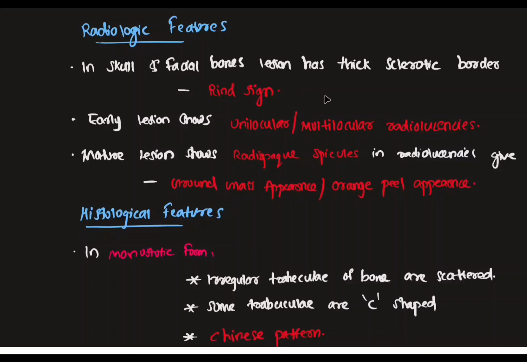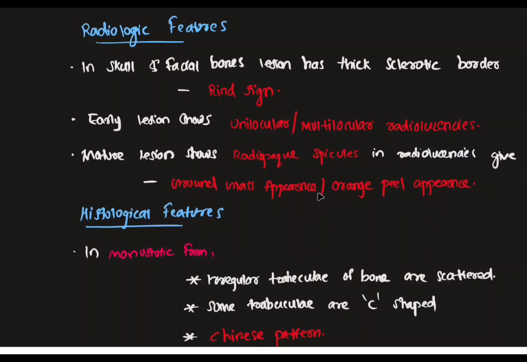The early lesion shows unilocular or multilocular radiolucency. The mature lesion shows radiopaque spicules and radiolucency that give a ground glass appearance or orange peel appearance. So the orange peel or ground glass appearance is a very important point.